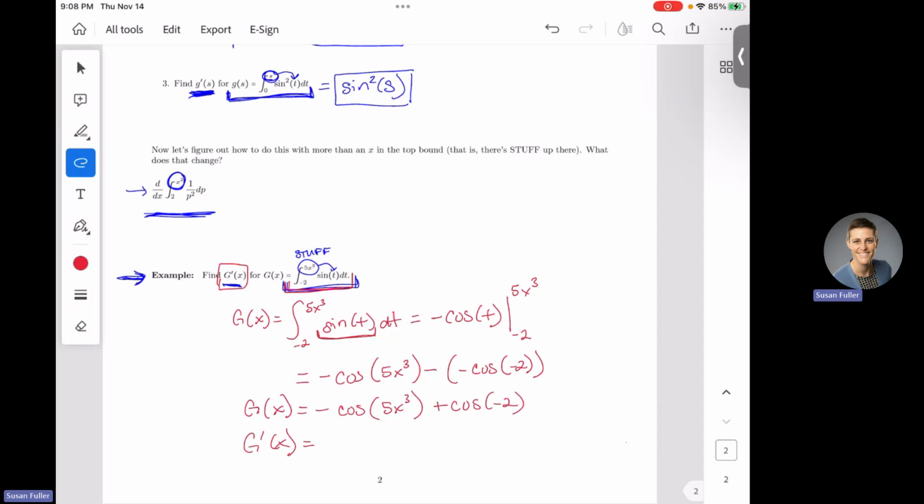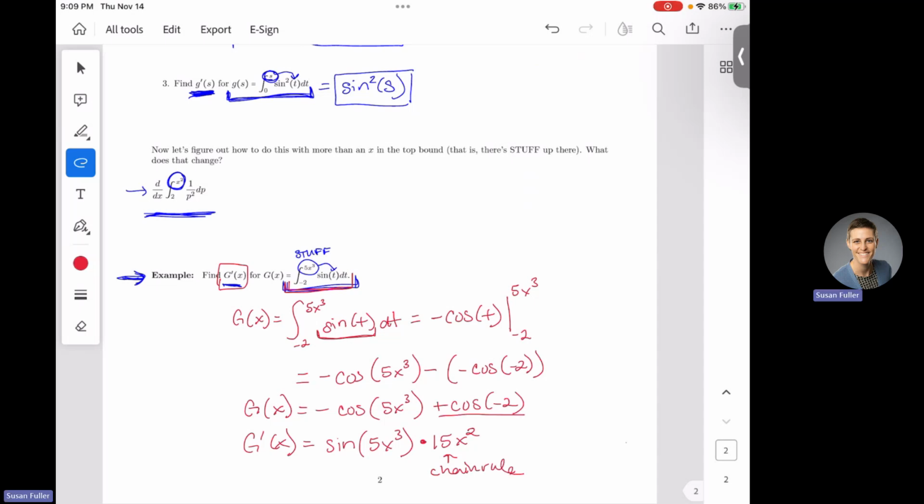The derivative, we're going forwards now. The derivative of negative cosine of some stuff. Let's see, the derivative of cosine is negative sine. So the derivative of negative cosine is positive sine. And the derivative of negative cosine of some stuff is positive sine of that same stuff, right? This is your f prime of g of x times the derivative of your stuff times g prime of x. The derivative of 5x to the third is 15x squared, right? This is from the chain rule.